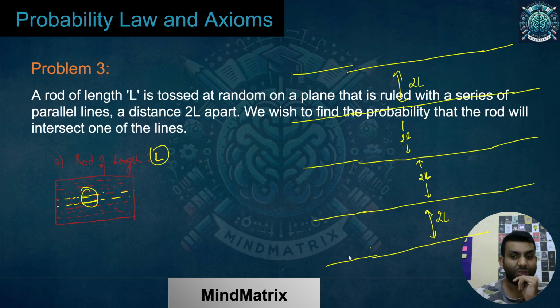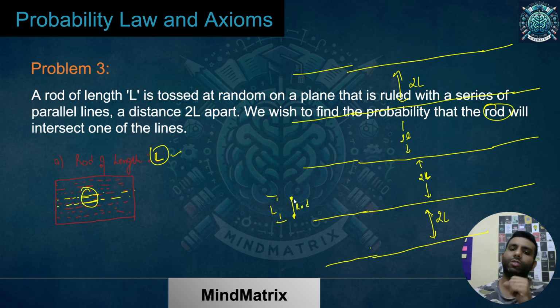Okay, so now it is being told that we had the rod of length L. If I'm considering this much to be 2L, this much to be 2L, so I'm having this long enough. This is my rod of length L. This is the rod I'm talking about.